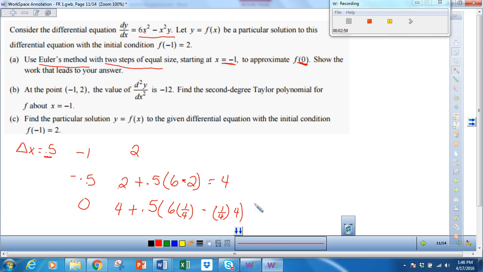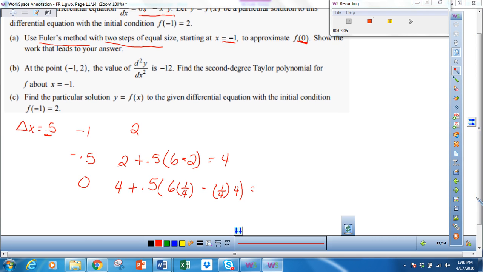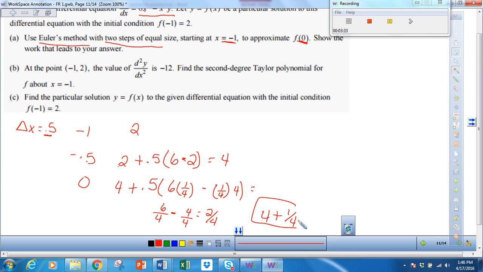And we were doing this without a calculator, so let me see if I can do this without a calculator. 6 times a fourth, I'm going to say this is 6/4 minus 4/4, which is 2/4, which is a half. And then a half times a half is a fourth, so it's 4 and a fourth. And I think that's the correct answer. So that was our answer, or 4.25, or 17/4.